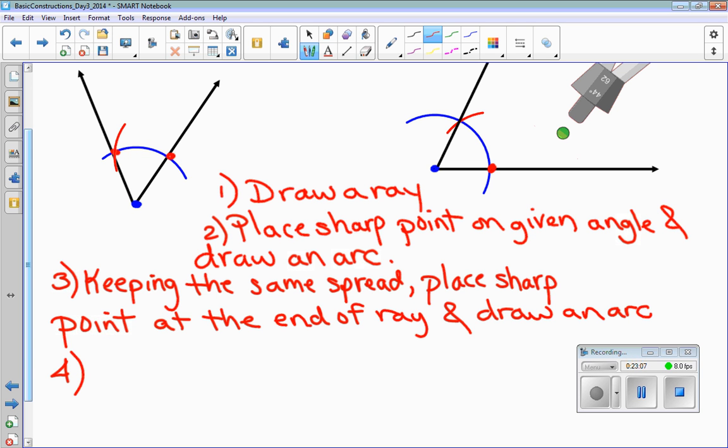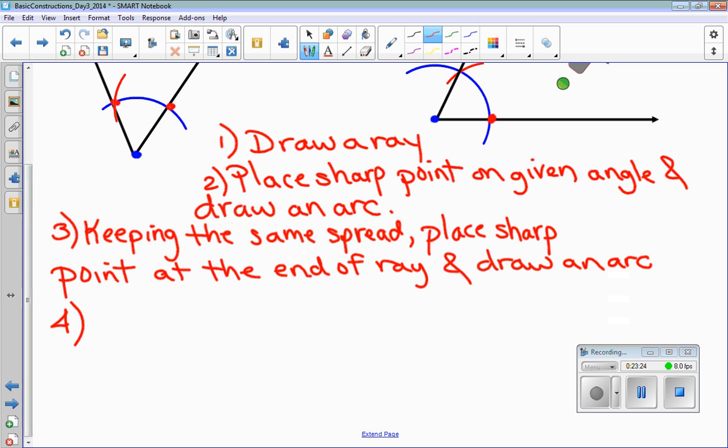What did I do on the left-hand side to get the red arc? I did something. What did I do? On the given, I moved my compass over here, and I did what? I measured, right, and drew an arc. Okay, so we're going to measure on the given. Helps if I can spell measure.